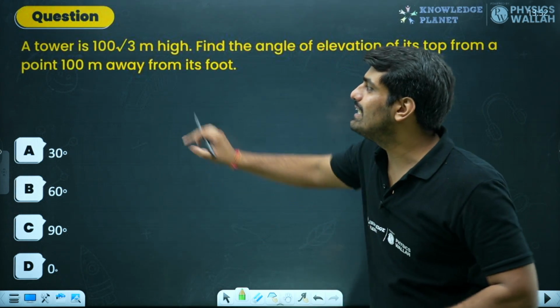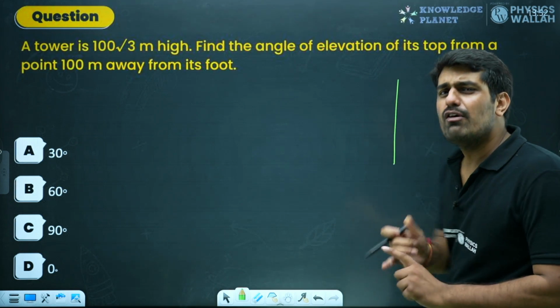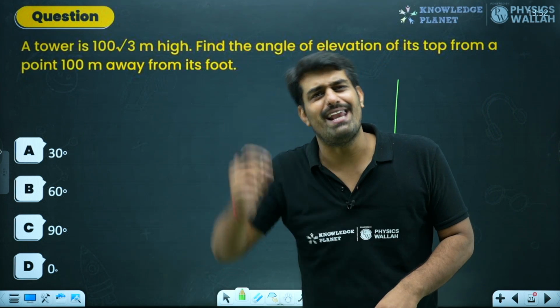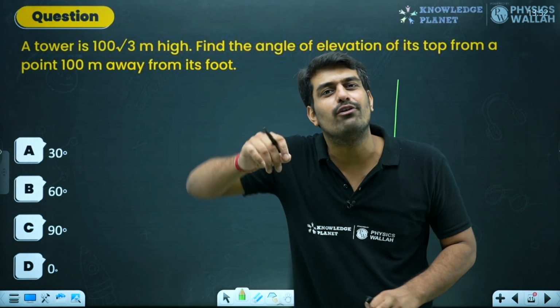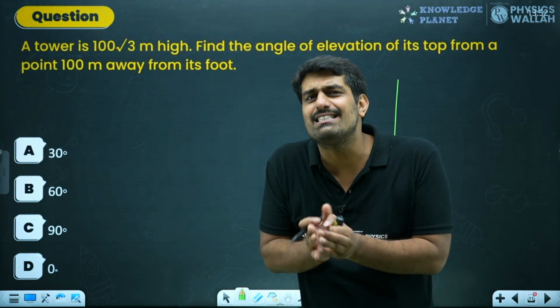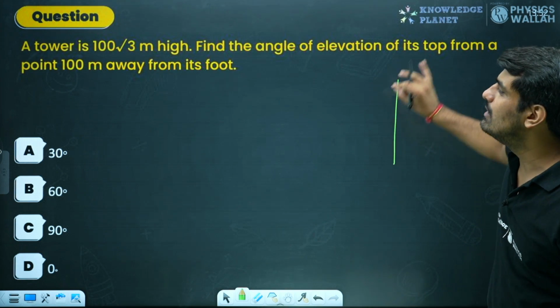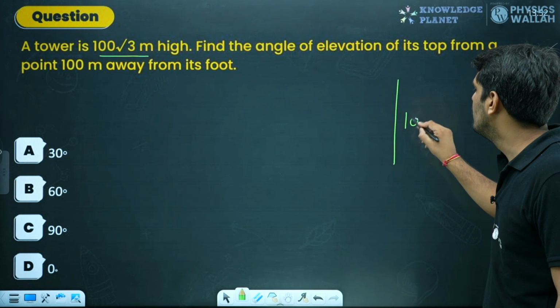So, first thing is the tower is given and its height is given to you. Whether it is a tower, a building, or any other thing, I'll draw it by a line. I hope you understand that I can take this much liberty, rather than drawing the Eiffel Tower for you. I can just go forward with drawing a simple line. So here we have a tower whose height is given to me as 100√3.